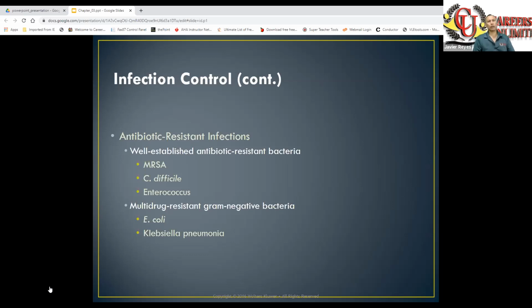Another one that's also very common, and this is not a resistant strain, is called C. diff, Clostridium difficile. This bacterial organism lives inside our body. It lives in our small intestine.